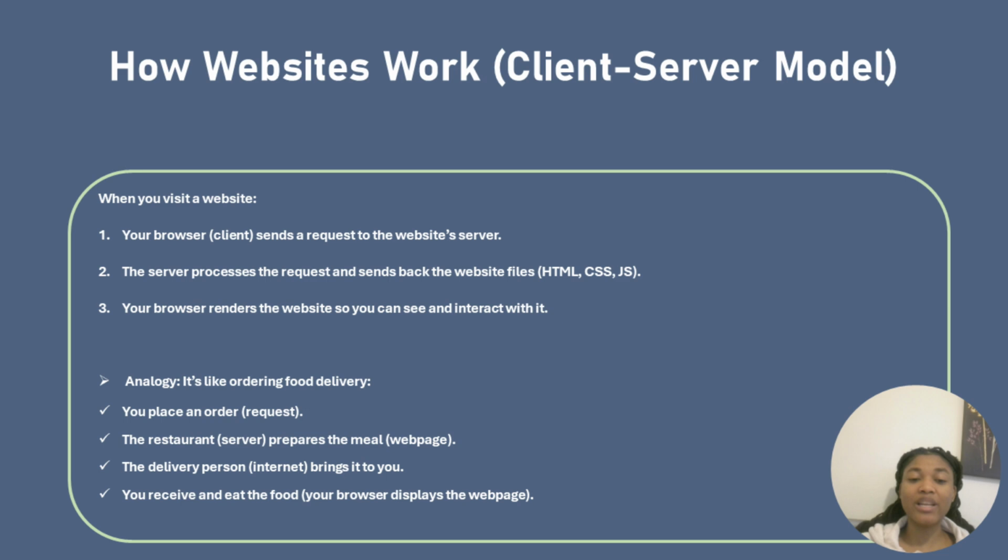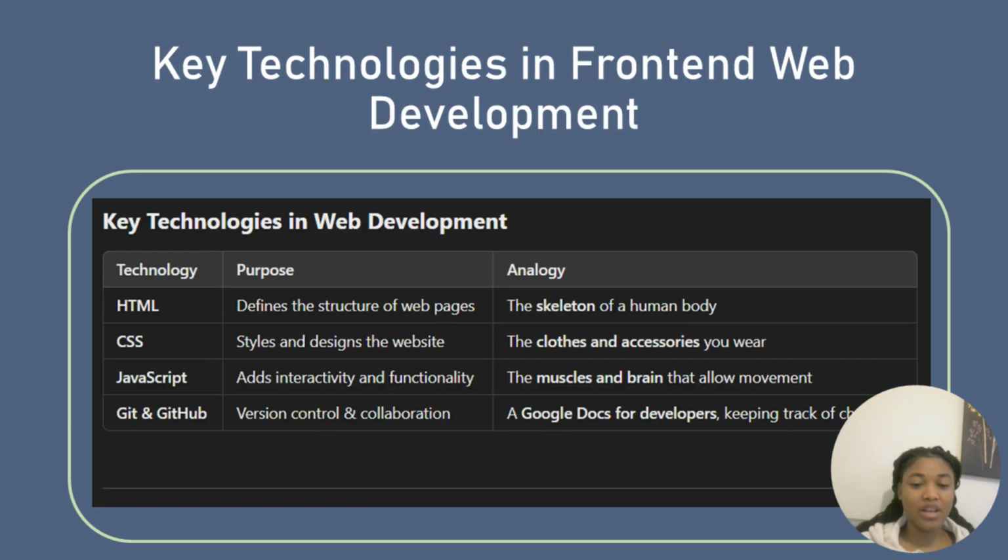Now, key technologies in front-end web development. Again, remember I said web development has different parts. We have front end, which is what the user can see, what you and I can see. We have the back end, which is where all of the data, all of the logic, all of the functionality, your database and everything is stored. Users cannot see that part. And then full stack is bringing your front end and your back end together.